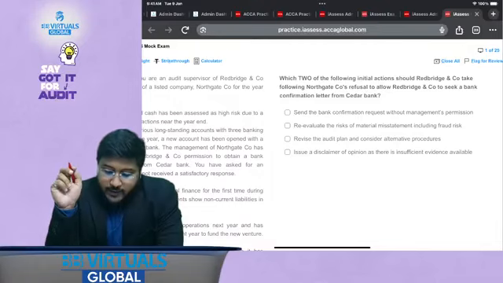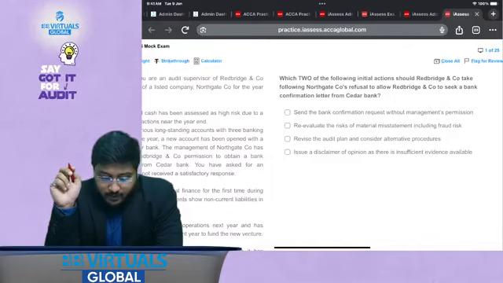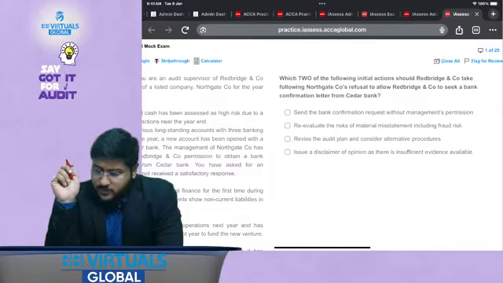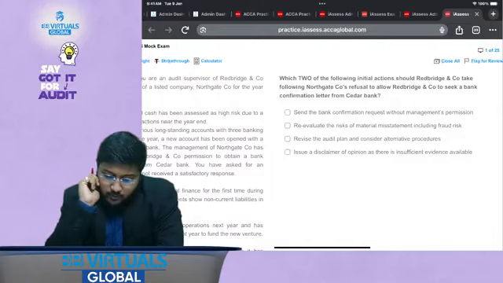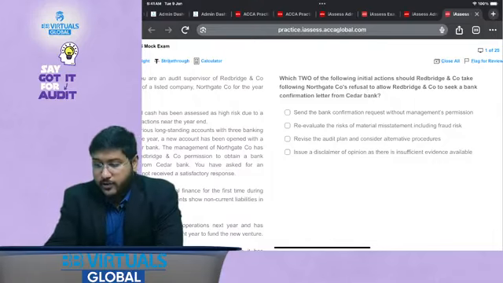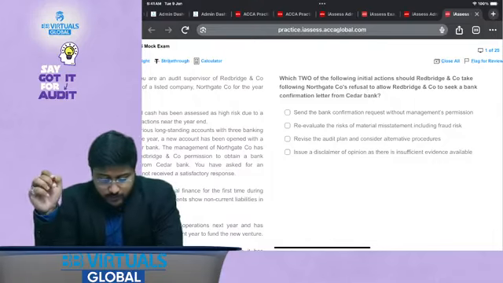So which two of the following initial actions should Redbridge and Company take following Northgate Company's refusal to allow Redbridge and Company to seek a bank confirmation letter from Cedar Company? Send the bank confirmation request without management's permission. This could not be done. First option is rejected. Second, reevaluate the risk of material misstatement including fraud risk. Yes, you have to doubt the integrity of the management. So second could be the one.